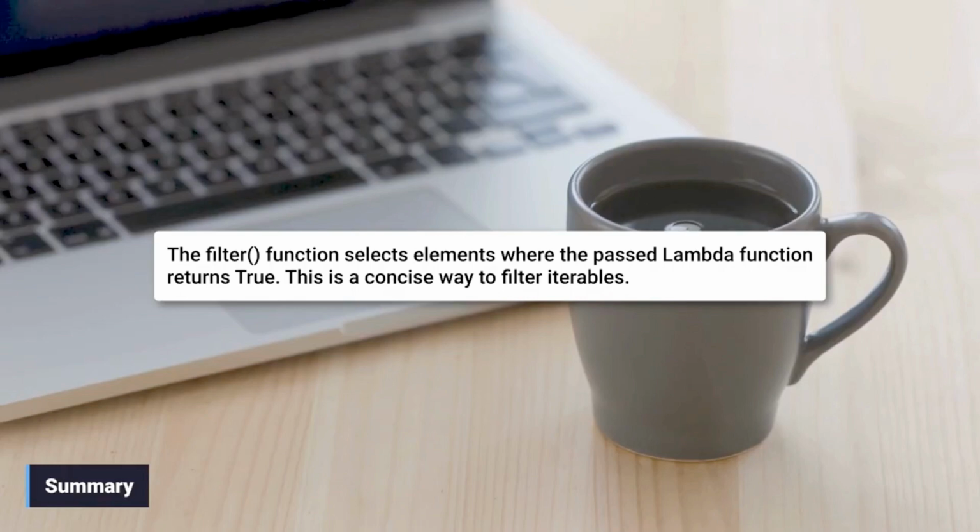To summarize, combining filter with a lambda is idiomatic Python for filtering data. The lambda provides the Boolean logic, and filter handles the iteration.